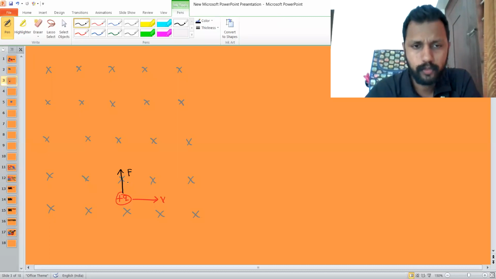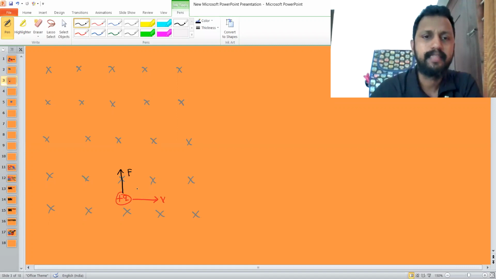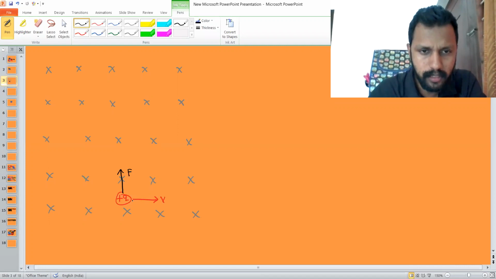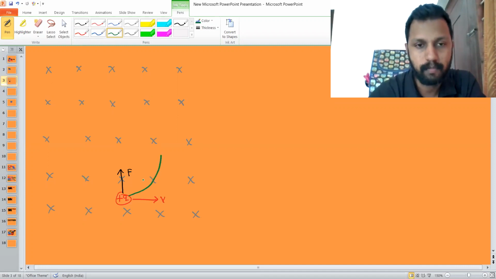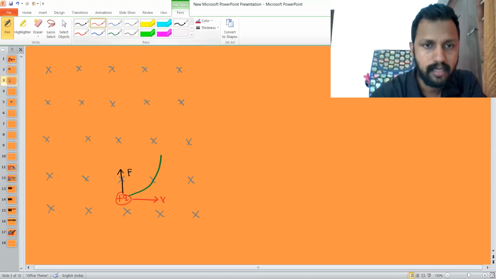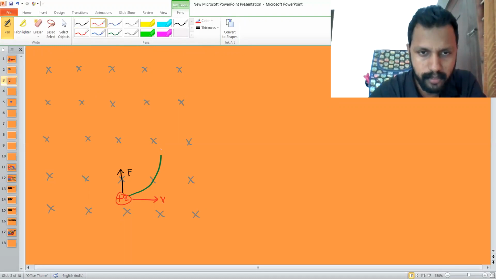Therefore, the direction of force is upwards. Okay. Then we are having a positive charge which is initially moving towards the direction that is marked in red color, but it is experiencing a force upwards. As a result of that, the charged particle will deflect upwards in this direction, and after some time the charged particle will have a position over here.